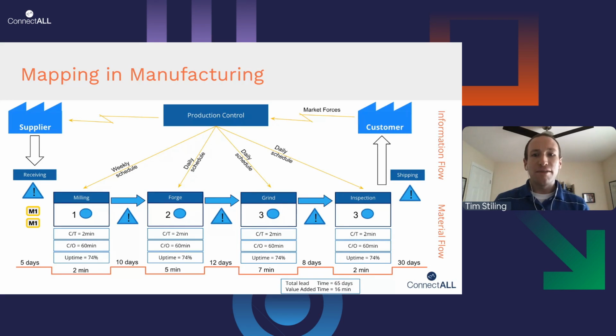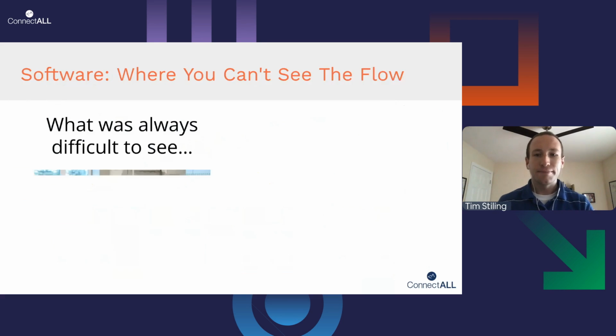You can physically see all of that. And so in manufacturing, this is what a value stream map might look like. You'll see you have the flow of information as well as the flow of materials. And you'll see each of the individual steps along the way, how much time they take, all being controlled from a central production control center.